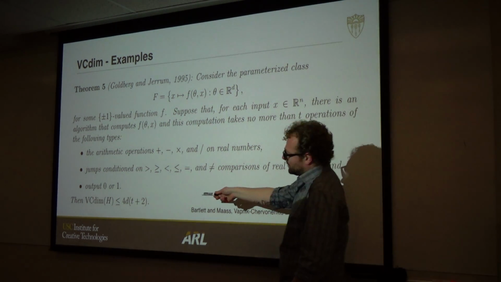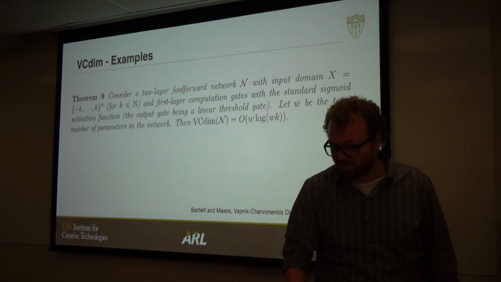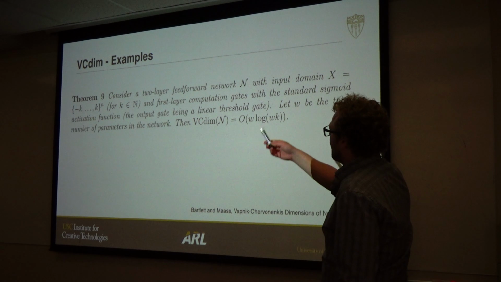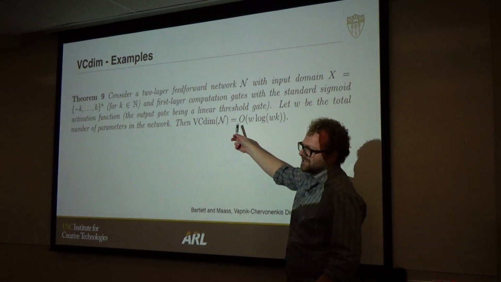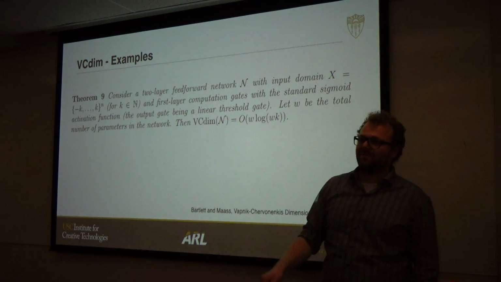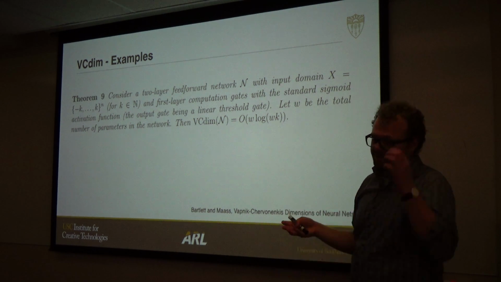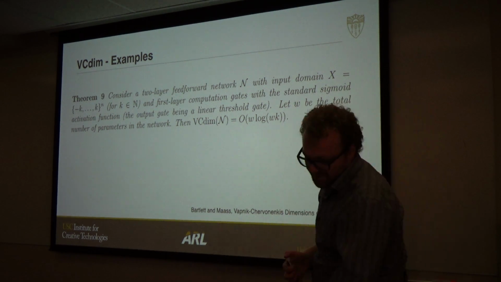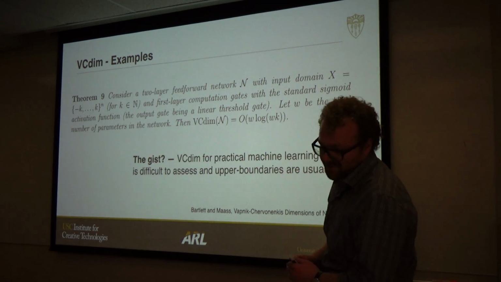But it's only an upper bound, right? For neural networks, it gets even worse. For feed-forward neural networks with 2 layers, we already have the O notation here. So we really don't know anything about the exact VC dimension for neural networks. And kind of you guess, what is the gist of this? Why do you even have to listen to this?